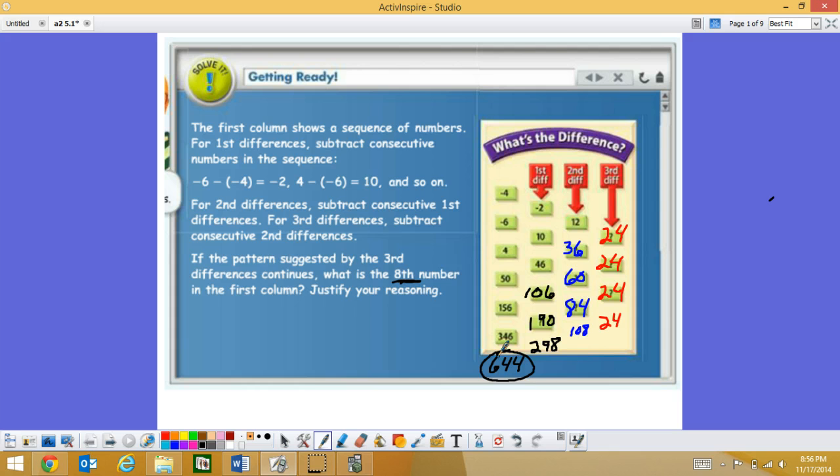And where this kind of stems from, and we'll talk about this in a later video today, is that wherever we find the constant differences, that is the degree of the polynomial model that describes that data.